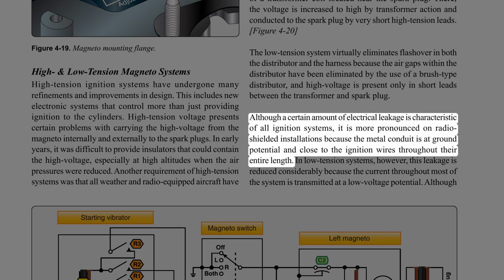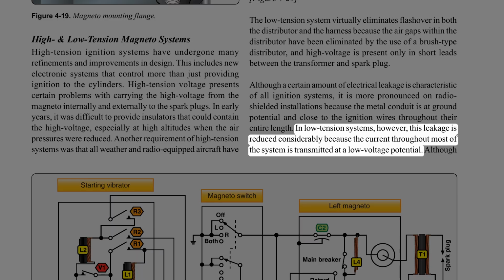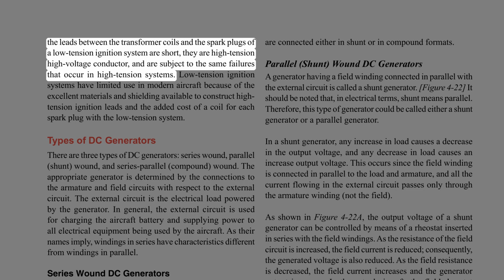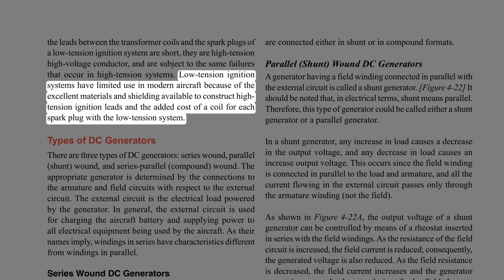Although a certain amount of electrical leakage is characteristic of all ignition systems, it is more pronounced on radio-shielded installations because the metal conduit is at ground potential and close to the ignition wires throughout their entire length. In low-tension systems, however, this leakage is reduced considerably because the current throughout most of the system is transmitted at a low voltage potential. Although the leads between the transformer coils and the spark plugs of a low-tension ignition system are short, they are high-tension high-voltage conductors, and are subject to the same failures that occur in high-tension systems. Low-tension ignition systems have limited use in modern aircraft because of the excellent materials and shielding available to construct high-tension ignition leads and the added cost of a coil for each spark plug with the low-tension system.